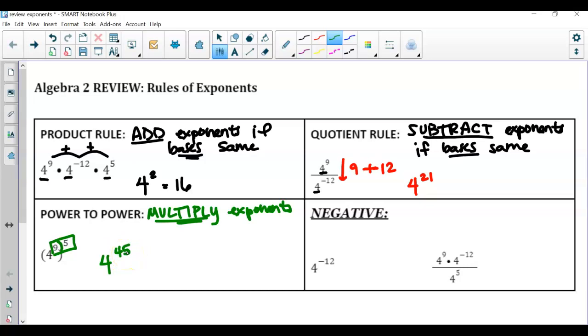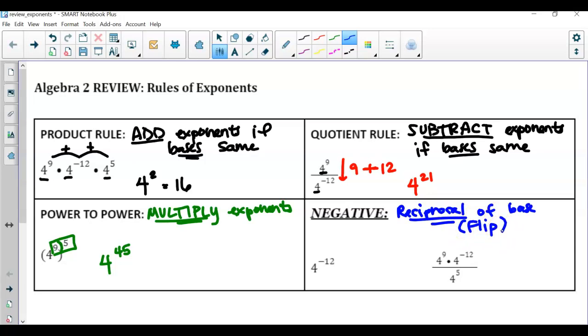Now, the negative, we hadn't talked about this in recent time. If you have a negative exponent, we can't leave a negative. So to make the exponent positive, we're going to take the reciprocal of the base. So here we're going to take the reciprocal of the base that's being raised to the negative exponent. Or remember, reciprocal just means we're going to flip it. So we're going to flip the base.